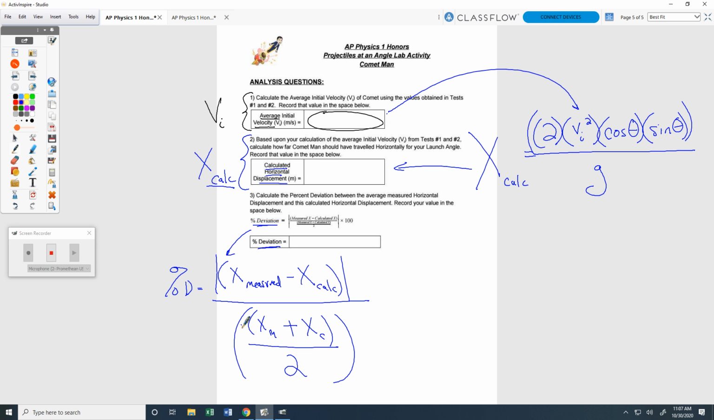I hope this helps in how to analyze all the stuff with Comet Man. Please pause the video anywhere you need so you can catch those pieces. I've got equations up there and you should be good.